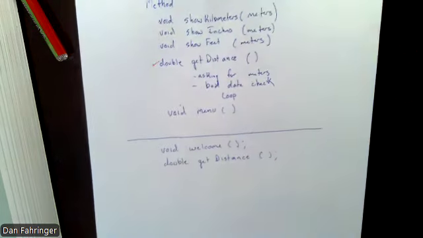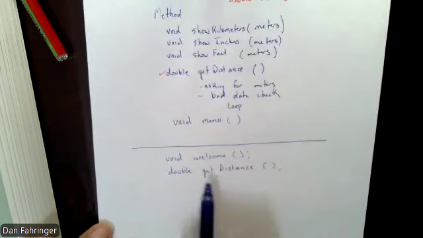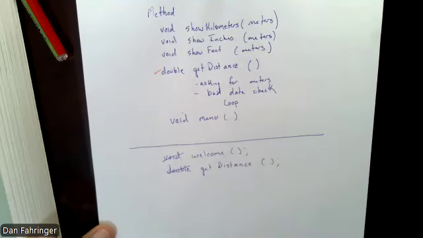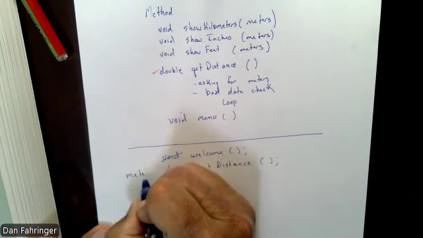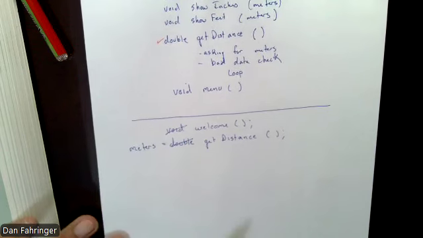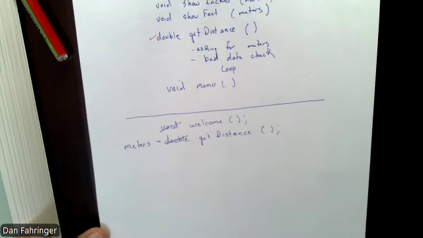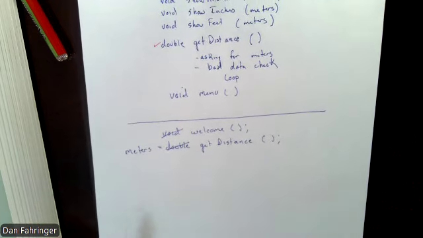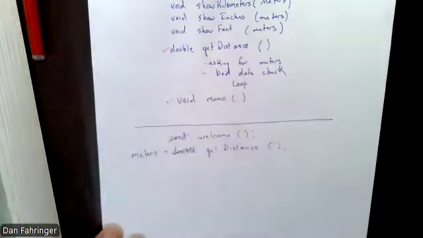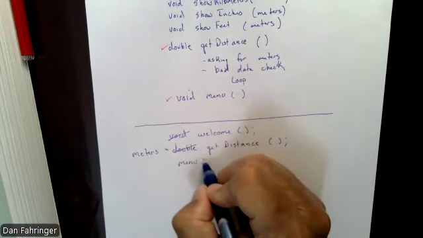Nothing's going in. Luckily, I'm doing this on paper because I'm going to have to say something like, wait a minute, that's not how I call this. I call this by saying meters equals getDistance. Welcome, everybody. Meters equals getDistance. Next thing I'm going to do is call my menu method. I don't need the void. I'm going to call menu.